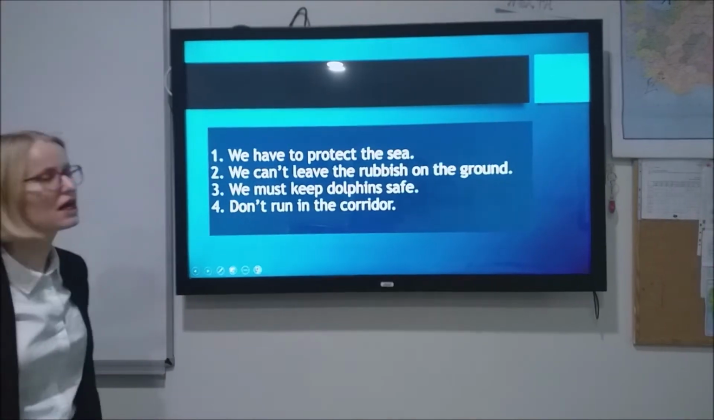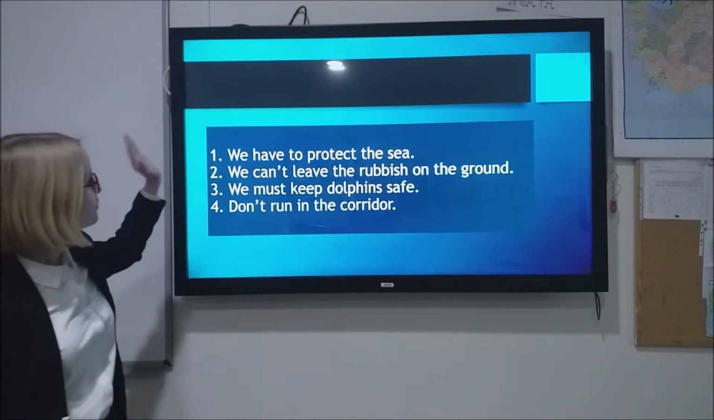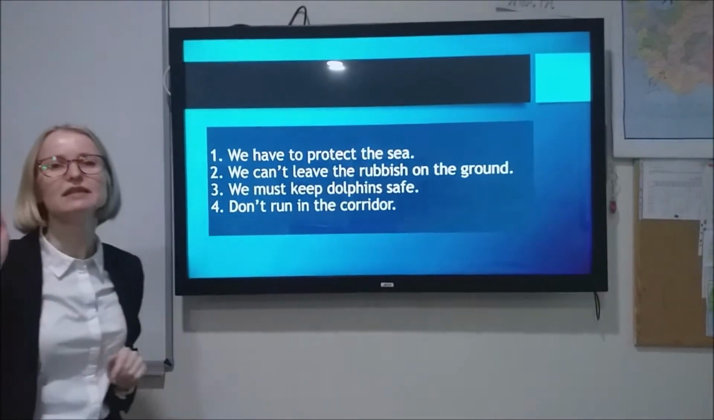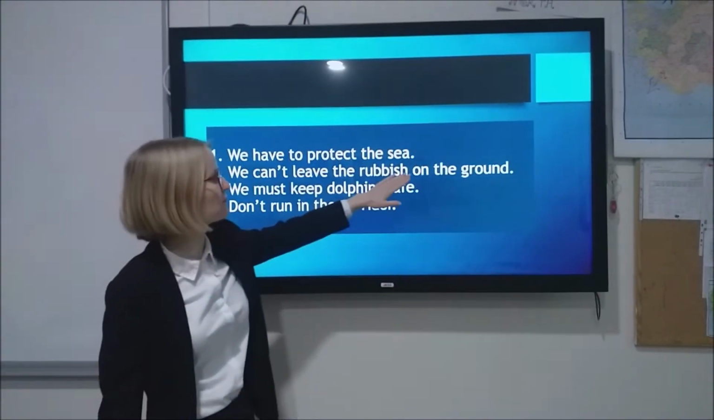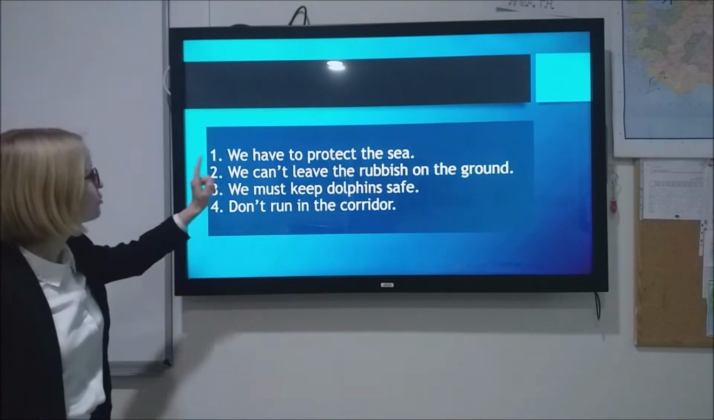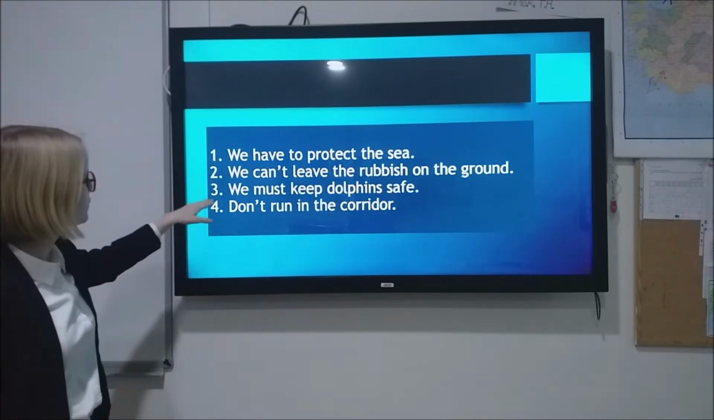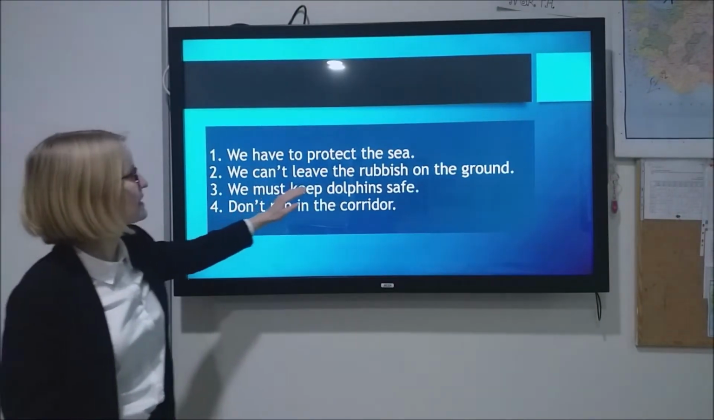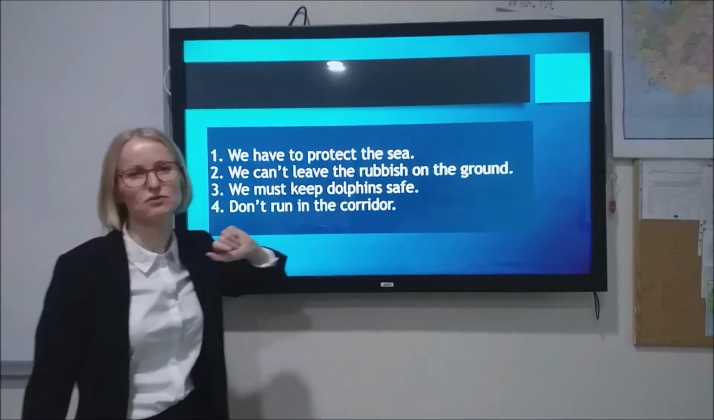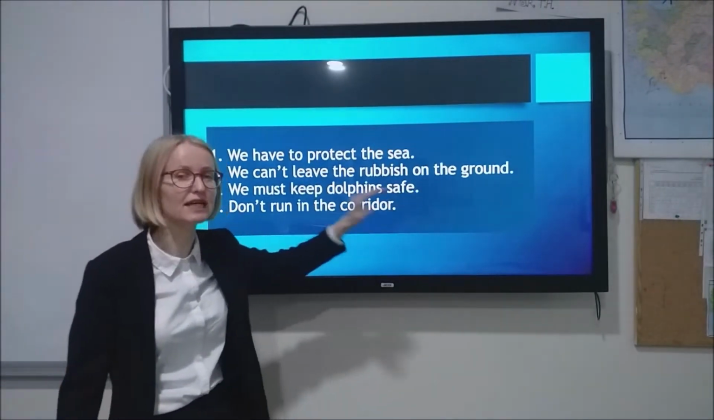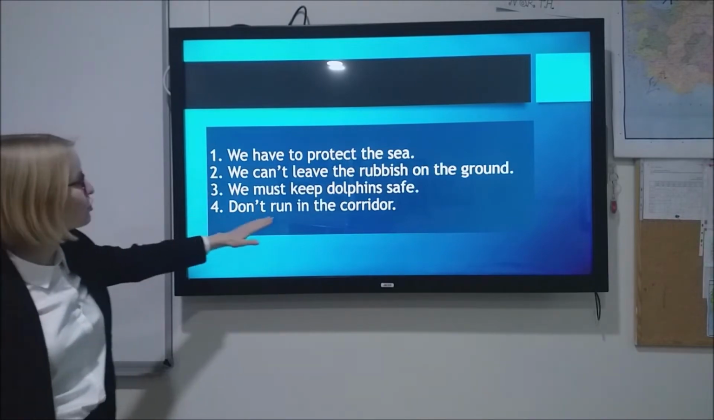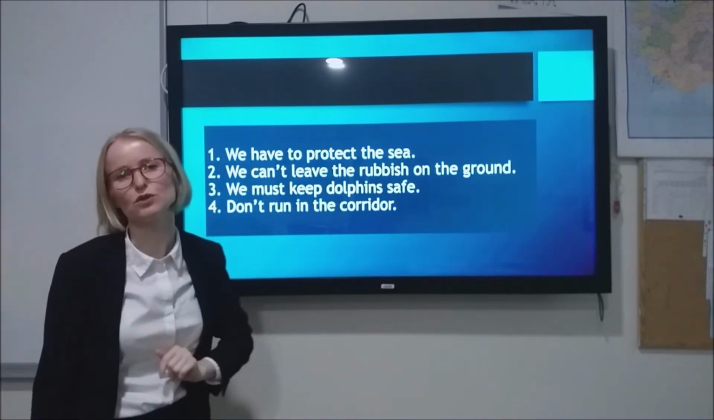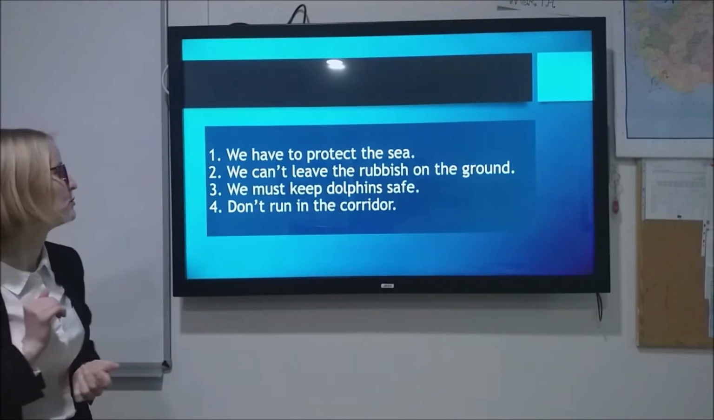Let's see. Writing in your notebooks. Number 1, we have to protect the sea or we must protect the sea. Number 2, we can't leave the rubbish on the ground or don't leave the rubbish on the ground. 3, we must keep dolphins safe or we must keep the sea safe or we must keep the sea clean. 4, don't run in the corridor or we can't run in the corridor. Please write in your notebooks.